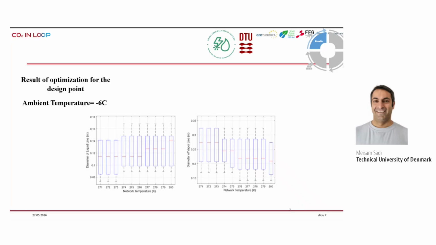Here we have the diameter of the liquid and the vapor lines for different network temperatures. We can observe that when the network temperature increases, the diameter of the liquid pipes increases, while the diameter of the vapor pipes decreases.